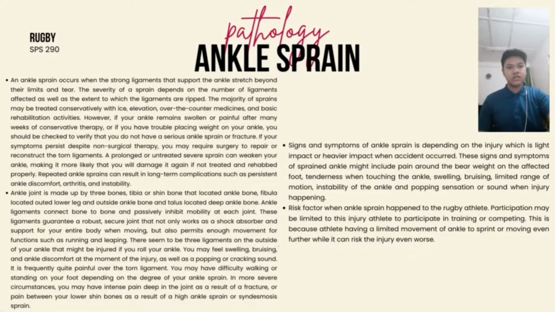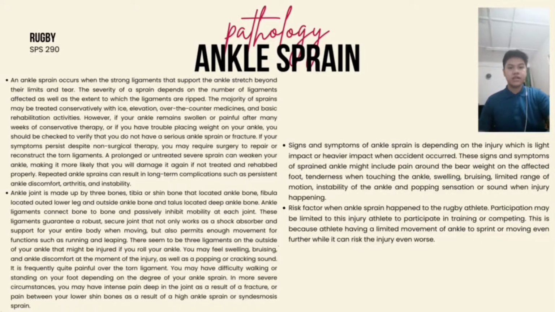So, the ankle joint is made up of three bones: the tibia, the shin bone located at the inner ankle bone, and also the fibula, located on the outer side of the lower leg, the outside ankle bone, and the talus, located at the deep ankle bone. Ankle ligaments connect bone to bone and passively inhibit mobility at each point. These ligaments guarantee a robust, secure joint that not only works as a shock absorber and supports your entire body when moving, but also permits enough movement for functions such as running and leaping.